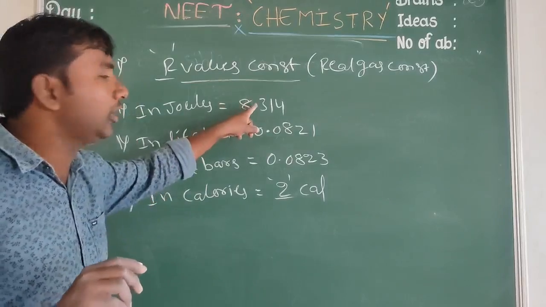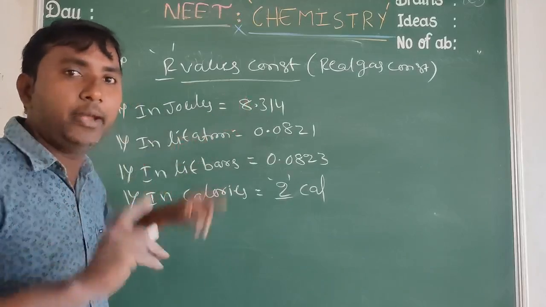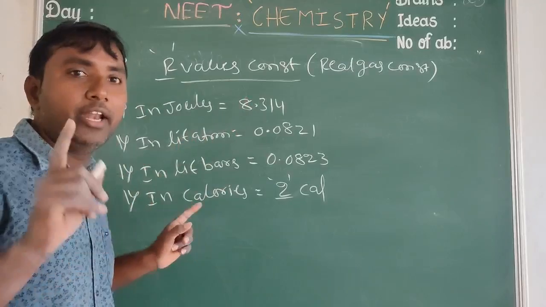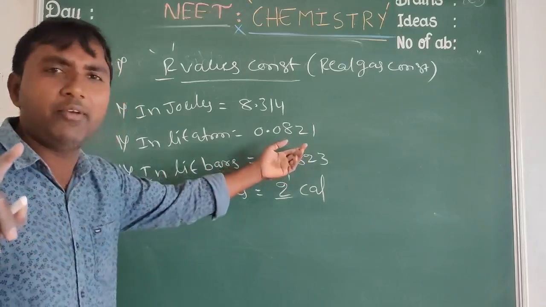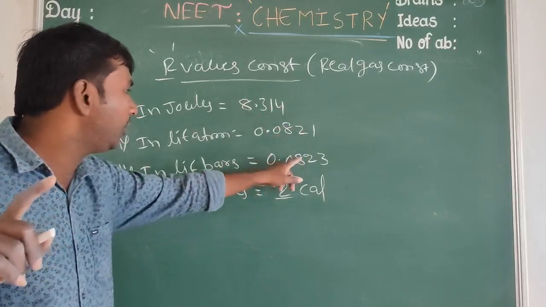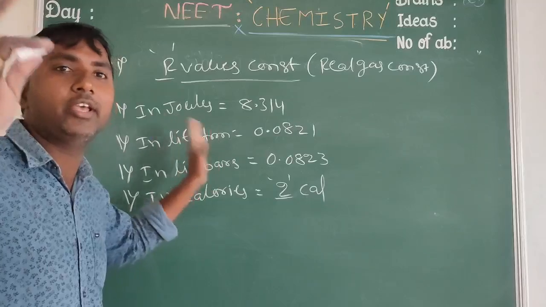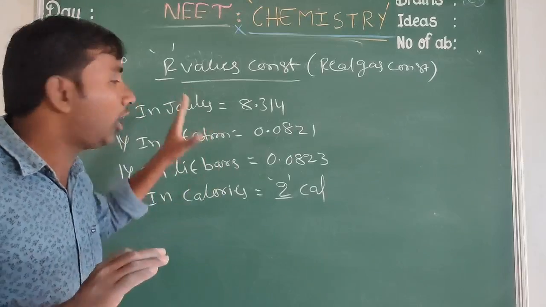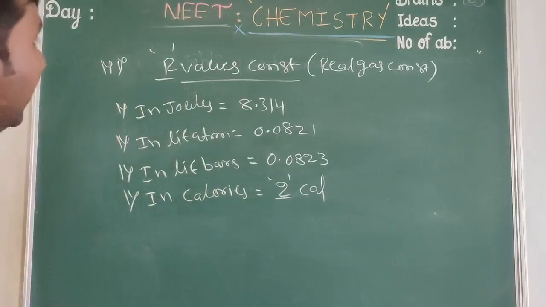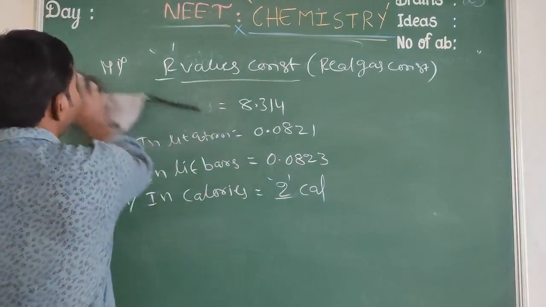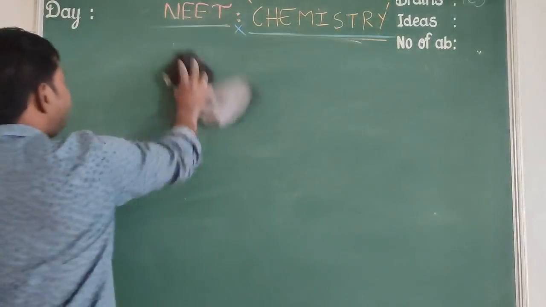If the problem is given in joules, take R as 8.314. If given in liter atmosphere, 0.0821. Liter bar is almost the same, 0.0823. If given in calories, take R as 2 calories. So choosing the R value is very important, depending on the problem given. Next, here is another one.